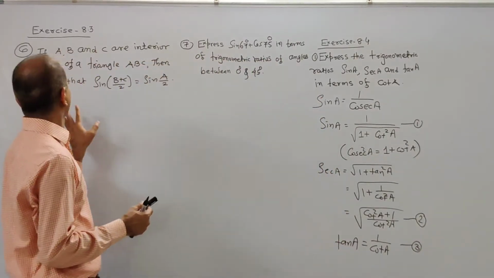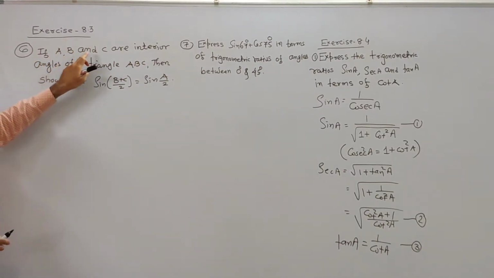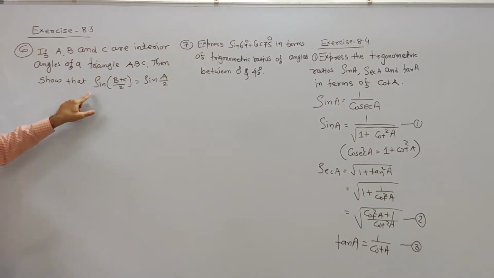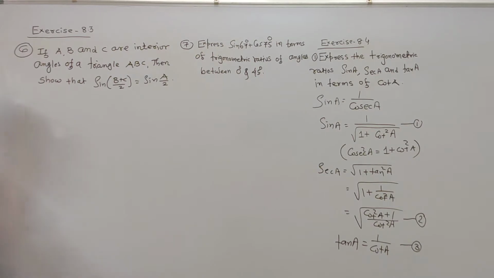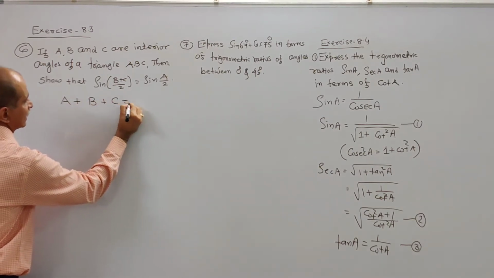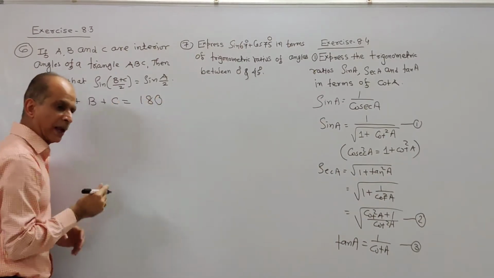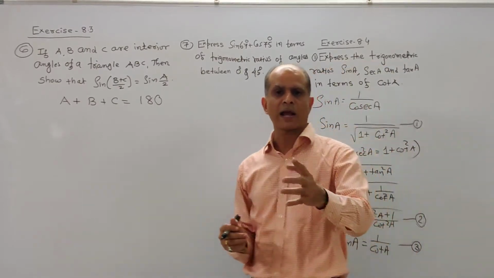Now let me solve the last 2 examples of exercise number 8.3. If A, B, C are interior angles of a triangle ABC, then show that sin (B plus C) by 2 is equal to cos A by 2. You know, the sum of 3 angles of a triangle is always 180 degree. So you can say A plus B plus C is equal to 180, where capital A, capital B and capital C are the measures of the 3 angles of triangle ABC.